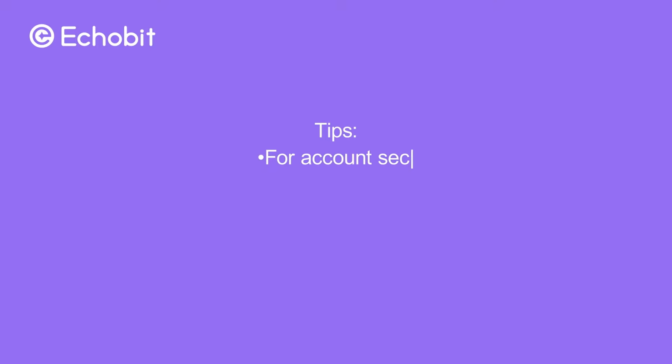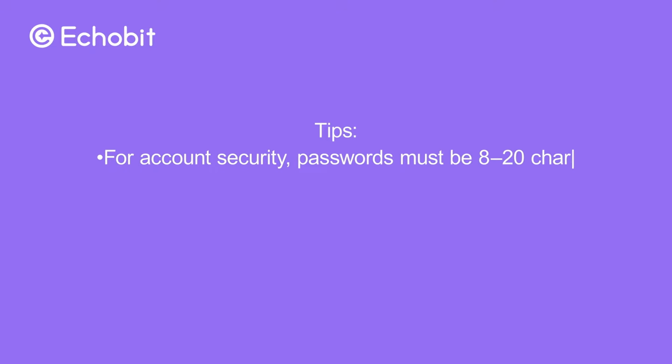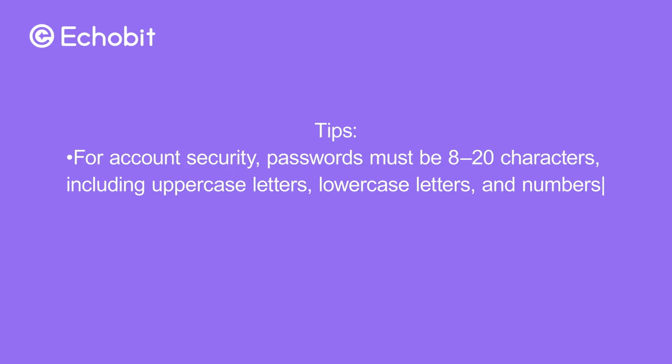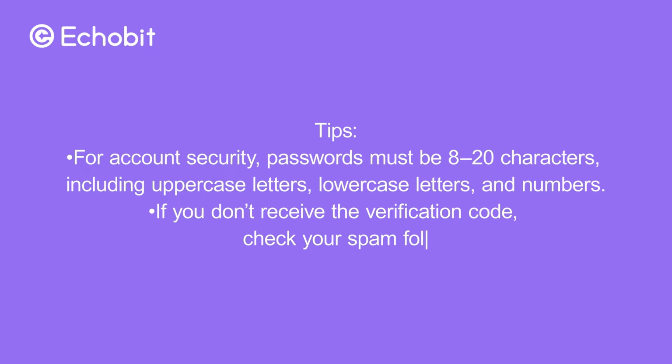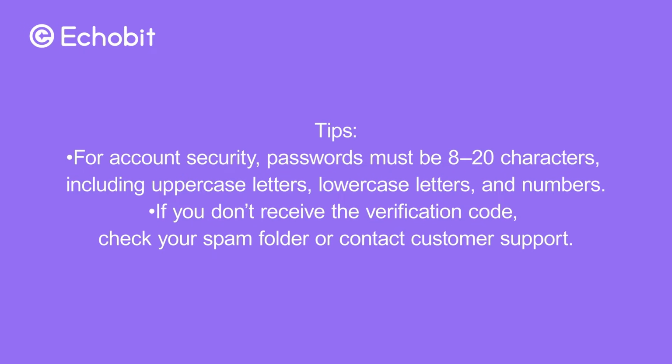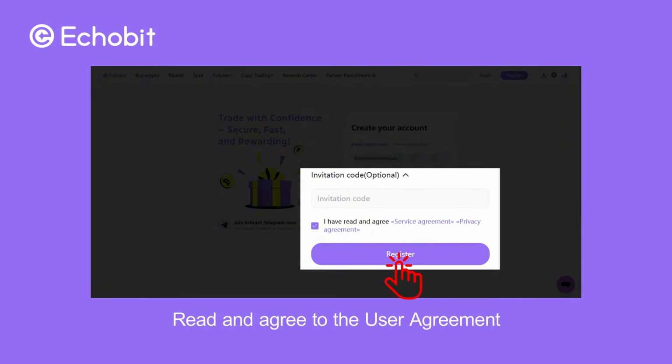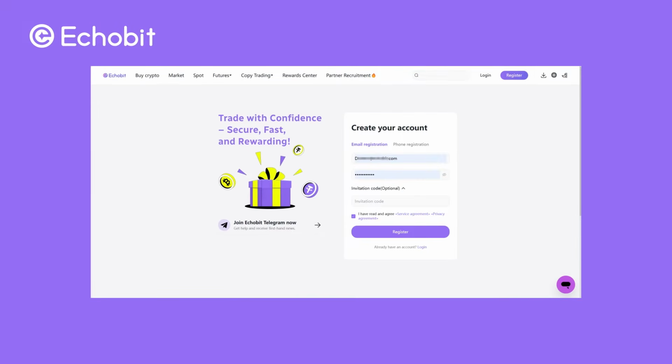Tips: for account security, passwords must be 8 to 20 characters, including uppercase letters, lowercase letters, and numbers. If you don't receive the verification code, check your spam folder or contact customer support. Step 3, if an invitation code is required, confirm with your referrer and input it. Read and agree to the user agreement, then click Register to complete the process.